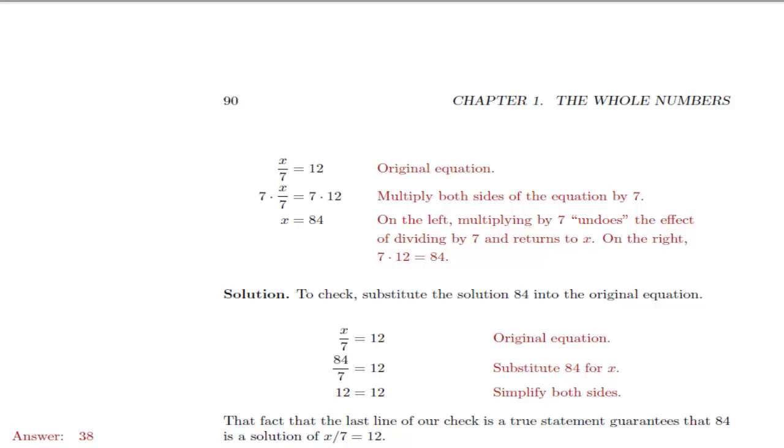Solution. To check, substitute the solution 84 into the original equation. That is, let x equal 84. Then 84 divided by 7 is 12, and both sides are equal. Therefore, 84 is a true solution of the equation.